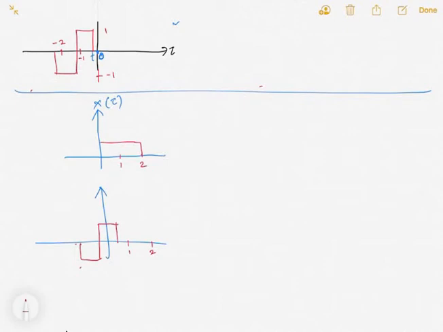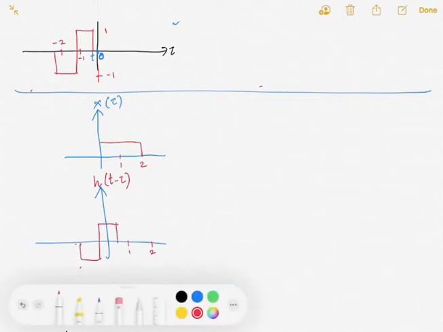So if you look here, is there any overlapping region if you multiply x(tau) with h(t minus tau)? Yes, there is an overlapping region, but where is it? Can you tell me where the overlapping region is?